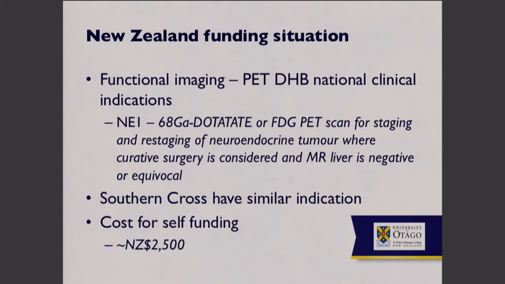Southern Cross has a very similar indication, so I can't even get them funded. Their second one, I can get 1 funded through the public system and maybe 1 on their private medical insurance. But for most people, I can't get either. Cost for self-funding, I've got $2,500 a year. The last estimate I saw was about $2,800.